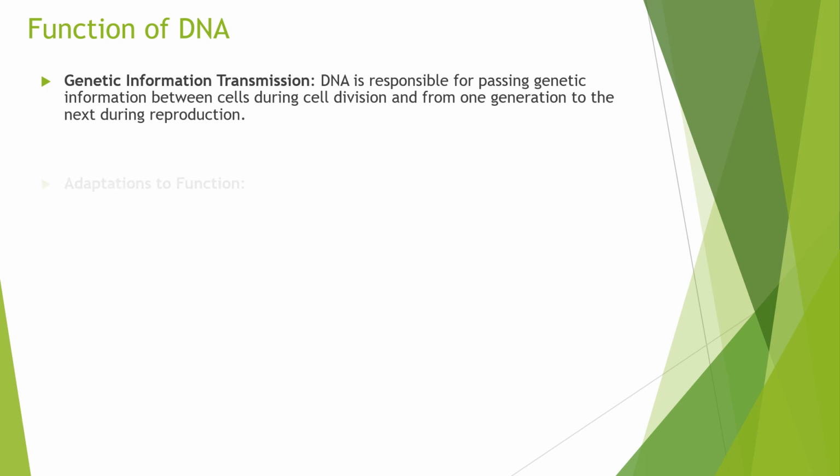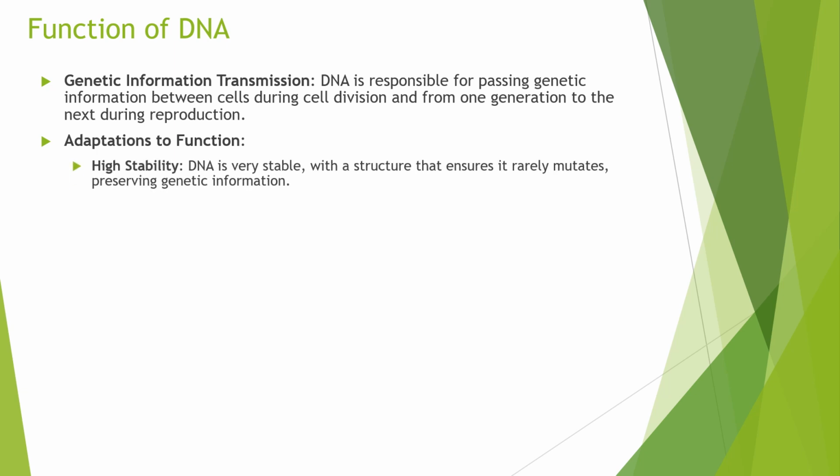Now let's explore how DNA is adapted to its function. One of the key features of DNA is its stability. DNA is incredibly stable, which means it rarely mutates. This stability is vital because mutations in the DNA sequence could lead to errors in protein production, potentially causing diseases. This stability comes from its strong phosphodiester bonds in the sugar-phosphate backbone, which keeps the structure intact over time.